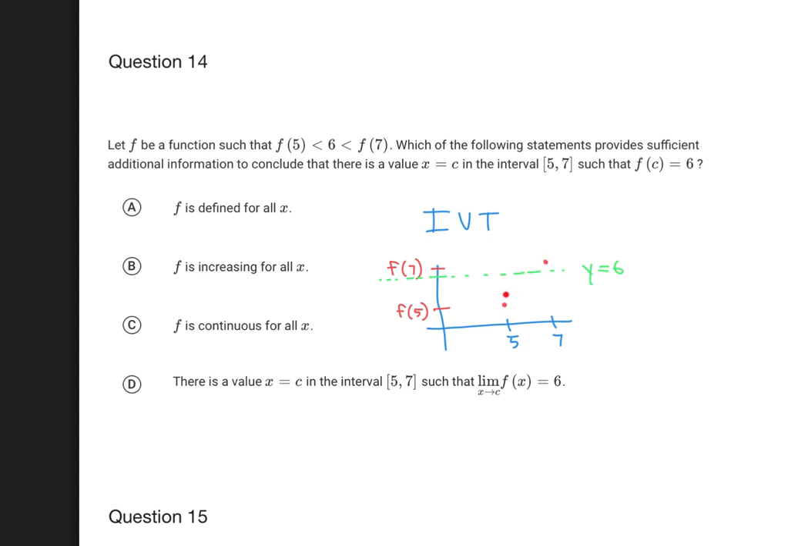So if the function's continuous, it has to pass through this line y equals 6 somewhere on this interval, and that's what the IVT says. So the function has to equal 6, has to pass through this line y equals 6 at some point on this interval. But that only happens if f is continuous. If it wasn't continuous, it could come here and then skip over 6 and then go here. But if it's continuous, it has to pass through 6.